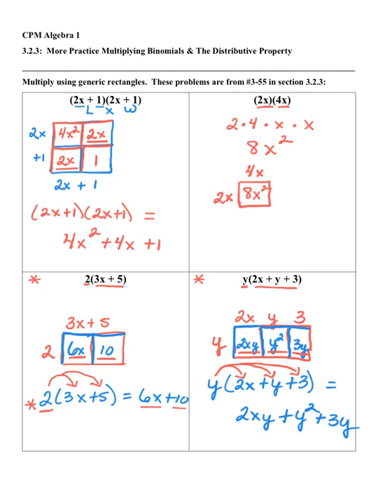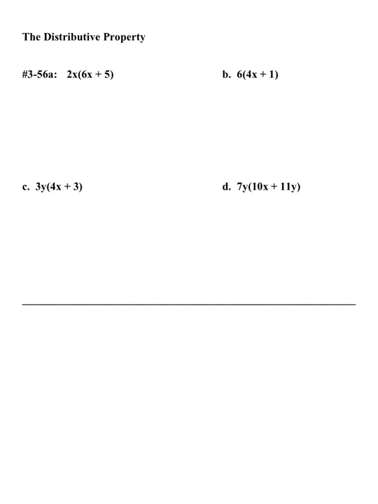Let's take a look at some other problems that use this idea of the distributive property. The problems on this page are set up just like the last two on the last page of notes. Again, one term on the outside, 2 or more terms on the inside. We can use those generic rectangles to multiply, but we can also use the distributive property as a shortcut. What the distributive property says is when we have this setup, we take the term on the outside of the parentheses and distribute it to every single term on the inside.